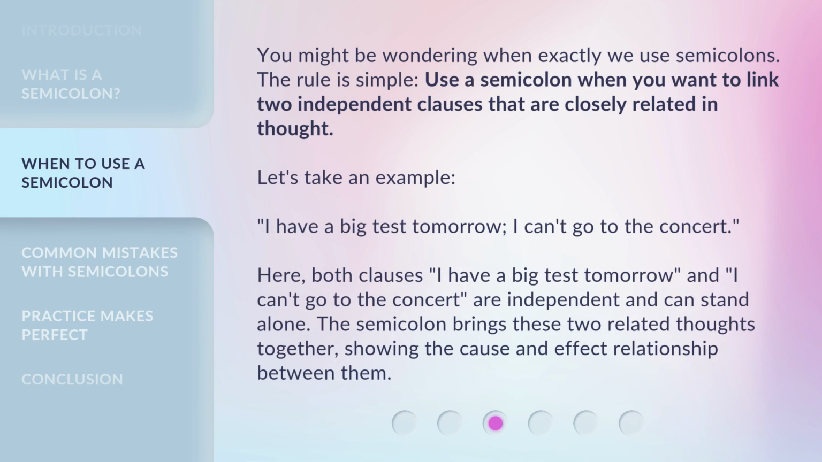You might be wondering when exactly we use semicolons. The rule is simple. Use a semicolon when you want to link two independent clauses that are closely related in thought. Let's take an example. I have a big test tomorrow; I can't go to the concert. Here, both clauses, I have a big test tomorrow, and I can't go to the concert, are independent and can stand alone. The semicolon brings these two related thoughts together, showing the cause and effect relationship between them.